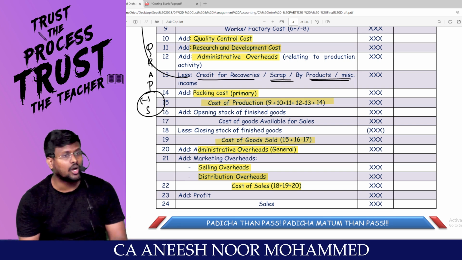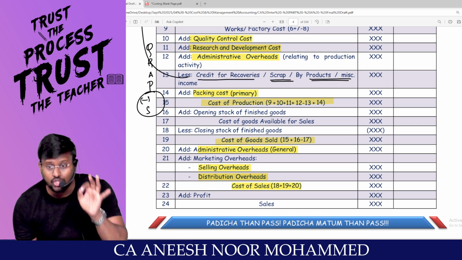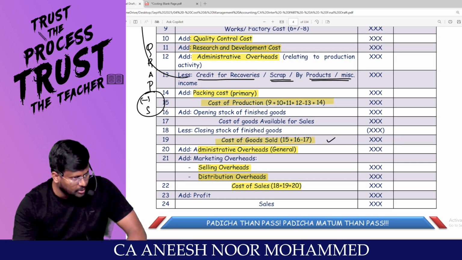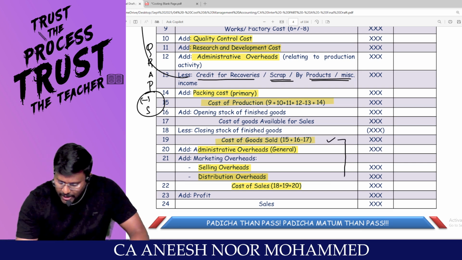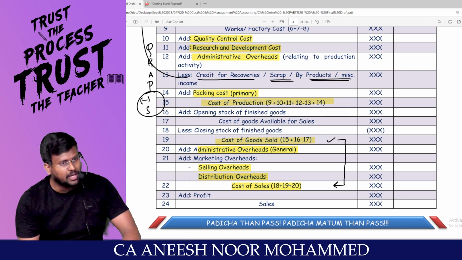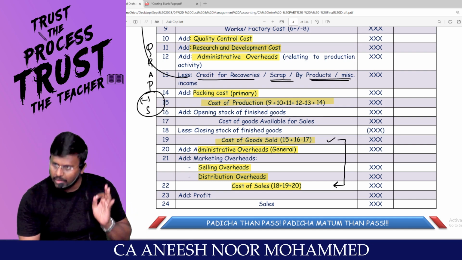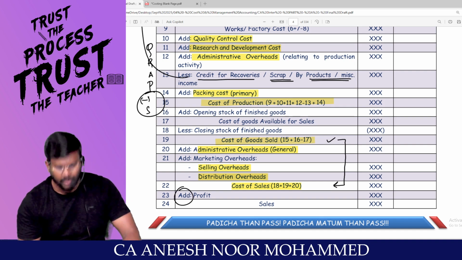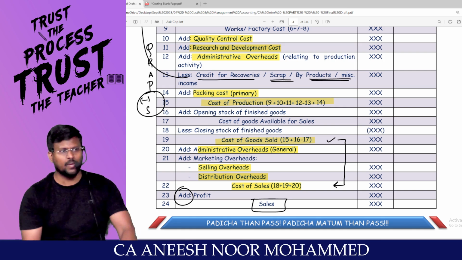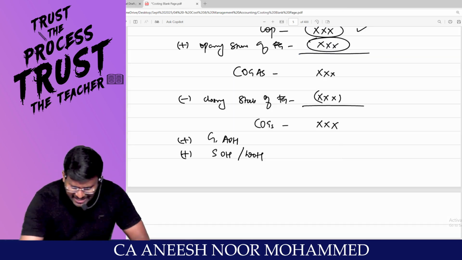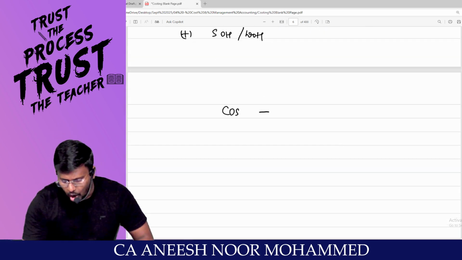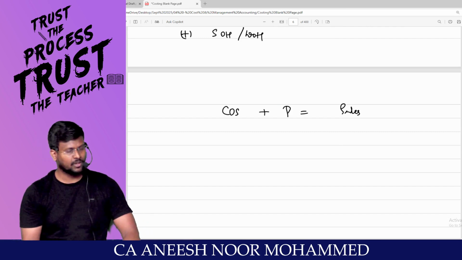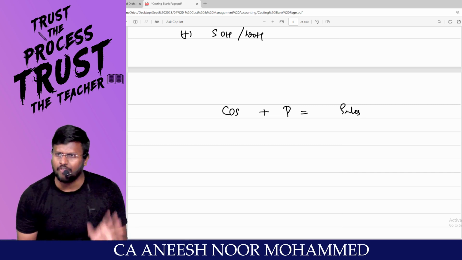Then it is called cost of sales. Sir, here it is cost of goods sold, correct? It has to be converted into cost of sale. Right, sir? To that cost of sale, I add the profit and I will get the sales. Basically, my dear lovable students, cost of sales plus profit is sales.